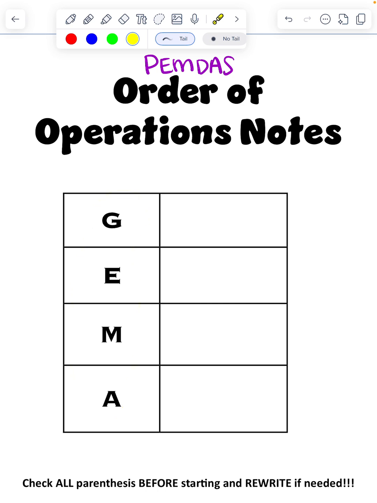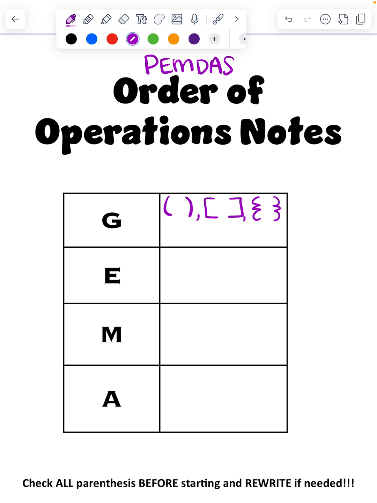G is going to represent grouping, also known as parentheses. So groupings look like this. You can either have parentheses like this, you can have brackets like this, or you might have those kind. I'm not very good at drawing it. Those are pretty ugly, so I'm going to redraw them. Yeah, there we go. Those are the three types of groupings that you're going to see.